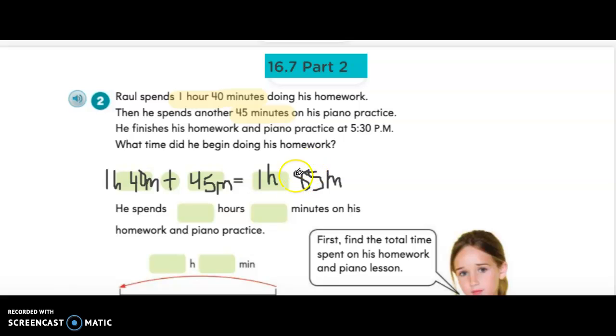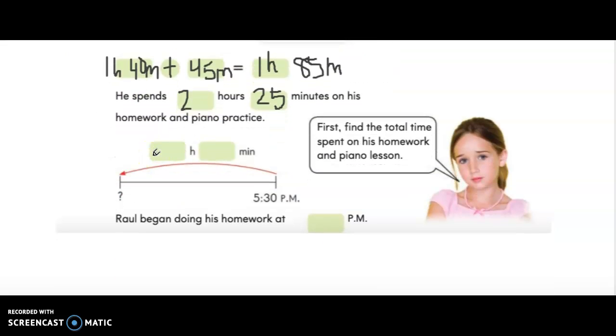So we can pull out an hour from this, which would then give us 2 hours because we already had one, and then we need to think 85 minus 60 because we moved that hour and regrouped it over, and we will have 25 minutes left. Alright, so now we need to figure out what time he started. So he did both those things for a total of 2 hours and 25 minutes.